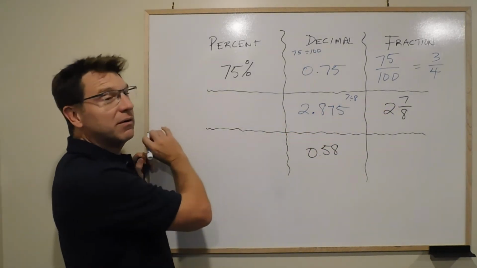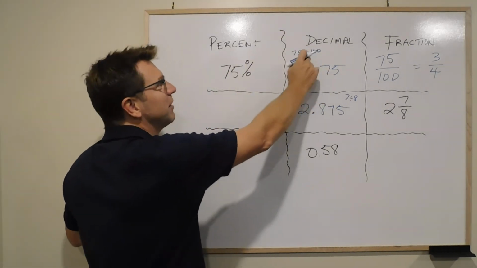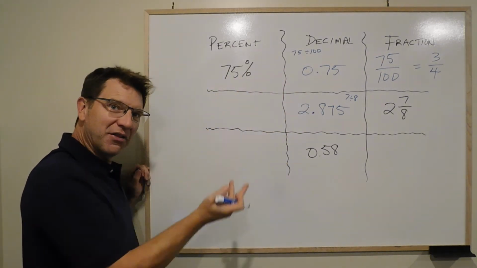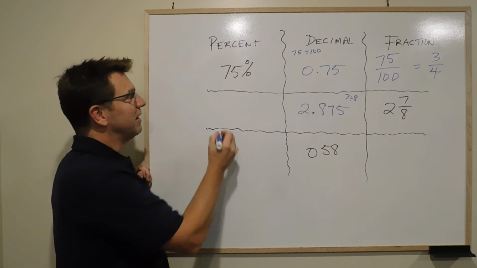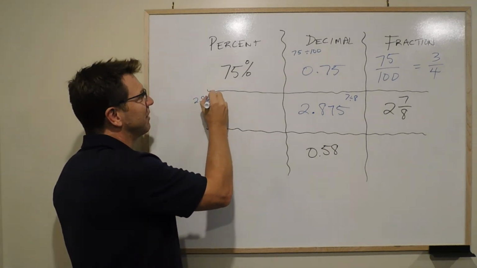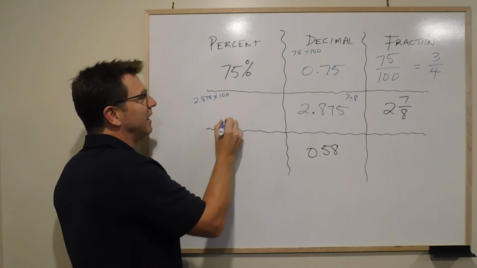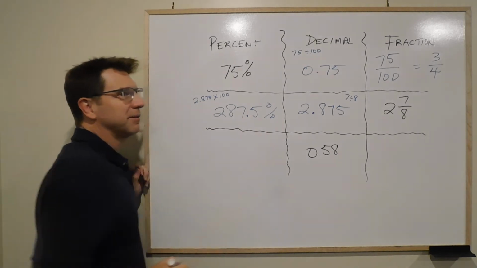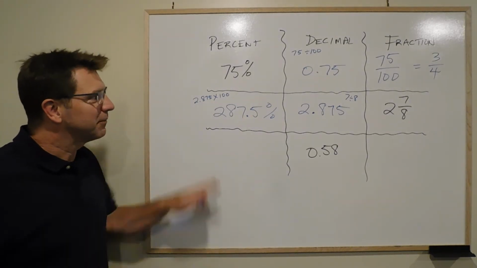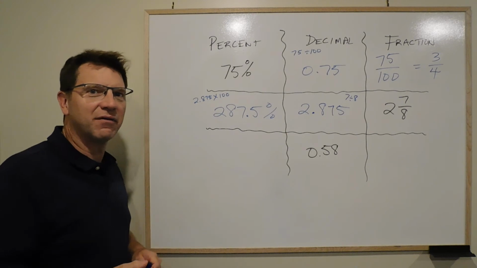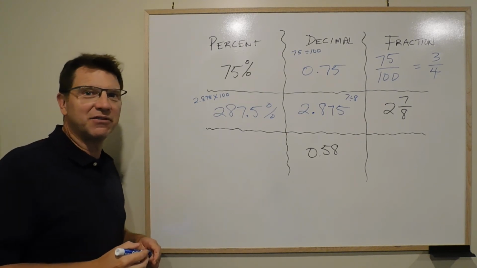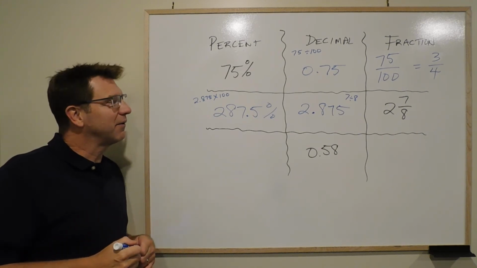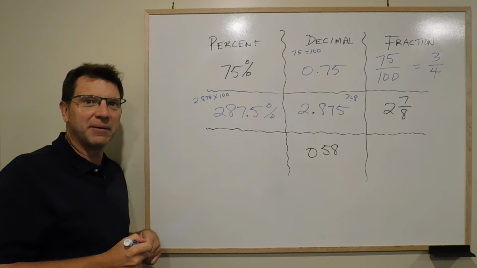Now, if to go from a percent to a decimal means you have to divide by 100, then to go from a decimal to a percent is the other way. You have to multiply by 100. So I have to take 2.875 times 100, and that is going to be 287.5%. Some of you might say, well, that's over 100%. You can't get anything over 100%. You actually can get things over 100%, 150%. We won't go into that right now, but that is a legitimate answer, over 100%.